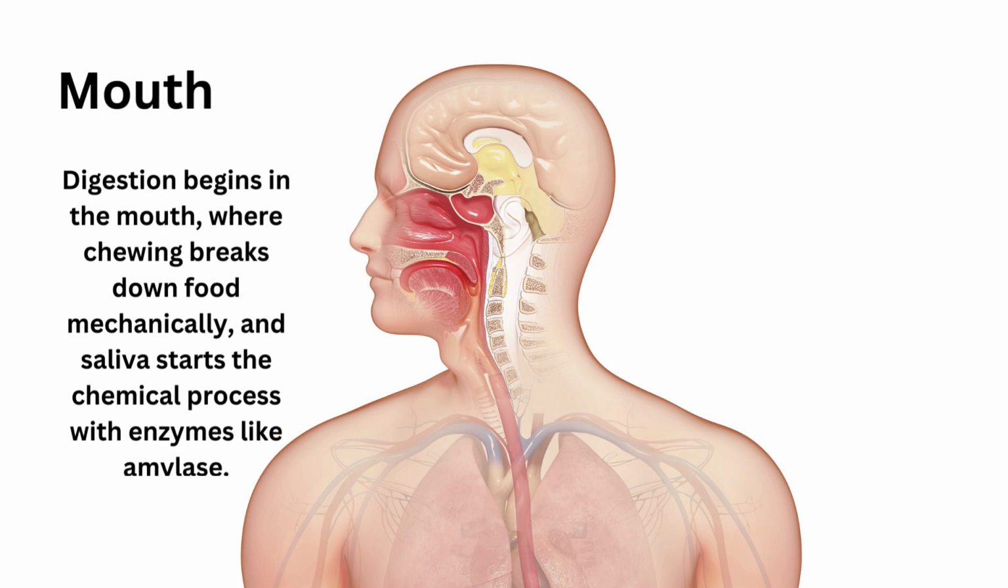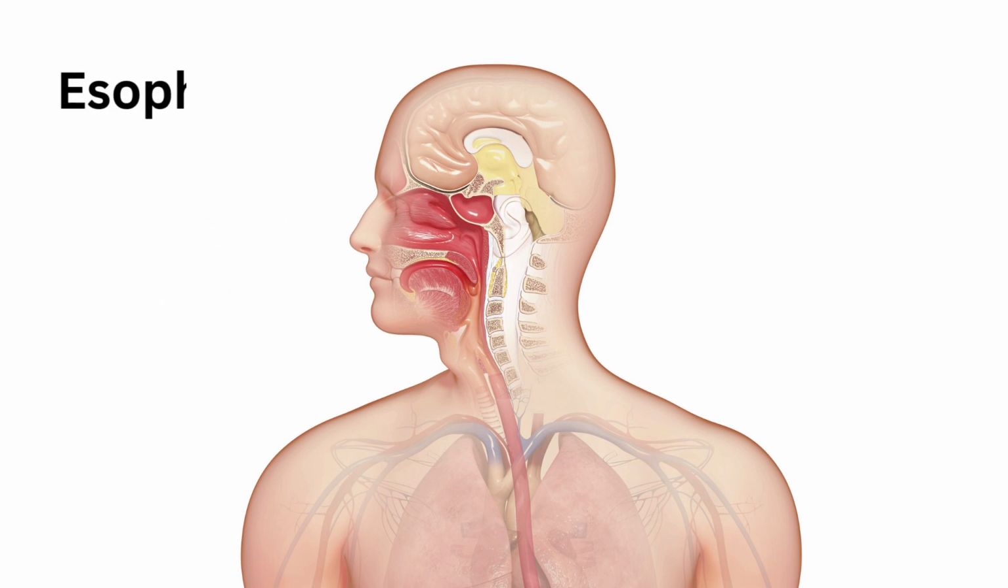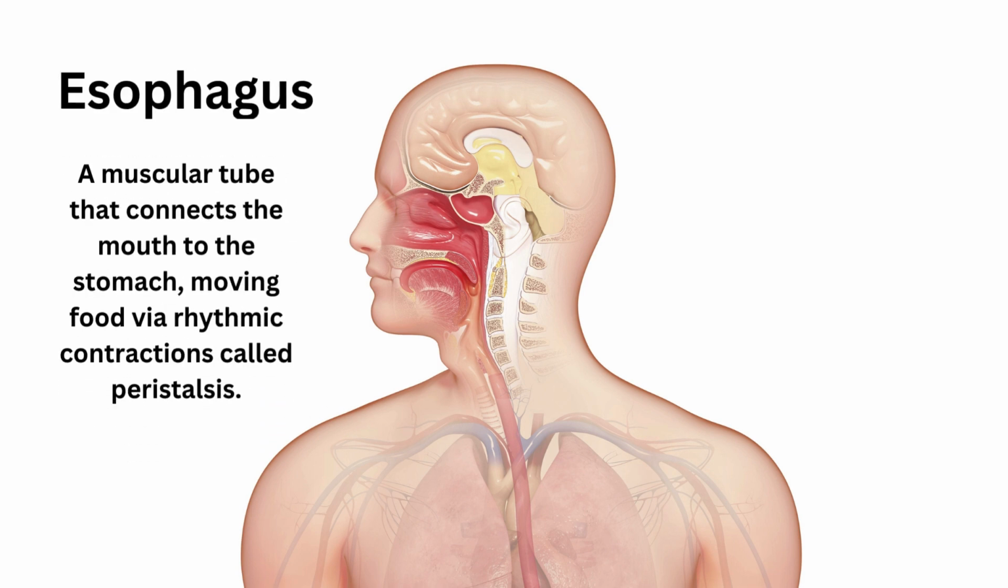Mouth. Digestion begins in the mouth, where chewing breaks down food mechanically, and saliva starts the chemical process with enzymes like amylase. Esophagus. A muscular tube that connects the mouth to the stomach, moving food via rhythmic contractions called peristalsis.